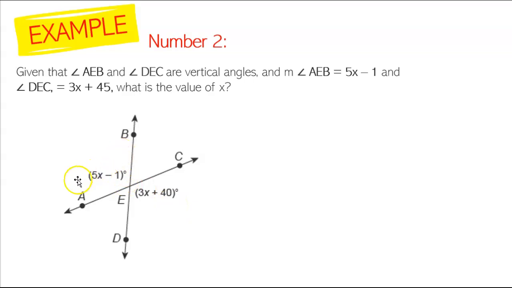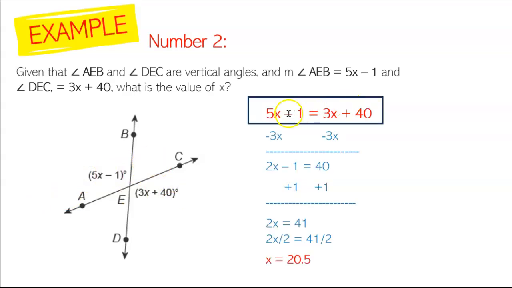So this one is 5x minus 1. This one is 3x plus 40. Put an equal sign in between them. So I've done that here. I take my 5x minus 1, an equal sign, and 3x plus 40. Each side I subtract 3x, and I get this line right here, 2x minus 1, because 5 minus 3 is 2. We still have my minus 1. We still have an equal sign. 3x minus 3x is 0, and we're left with 40.